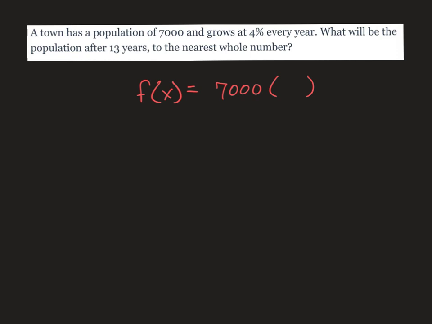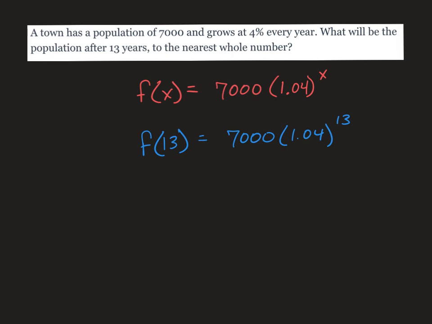And then also fight the temptation to put in 0.04. Because the population is growing, we are adding that to the 100%. So this would be 1.04. And then we don't know how much time when we're creating the function. But they don't want us to create a function here. They want us to solve one for 13 years. So what we have here is a population of 7,000 changing by 4%. That would make it a 104% change, and doing it for 13 years.